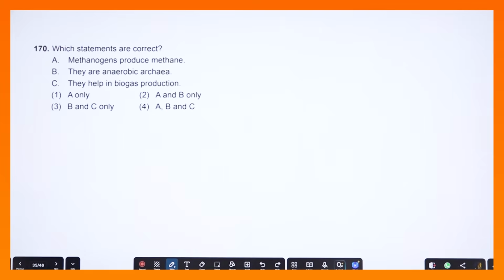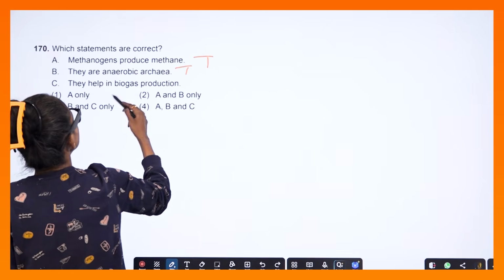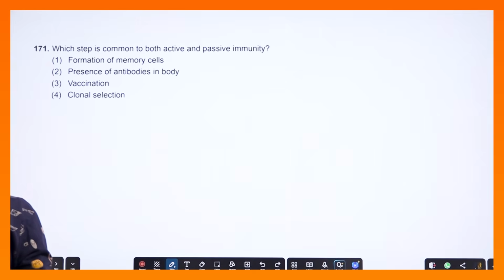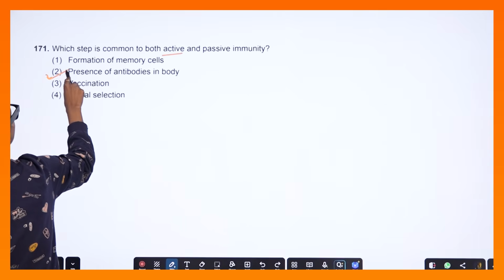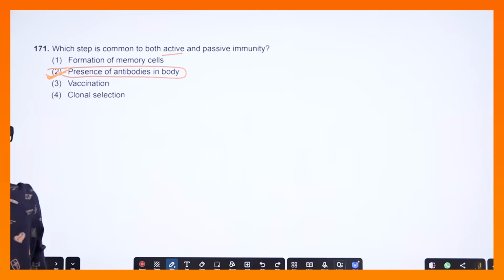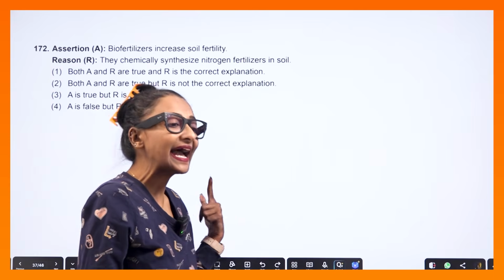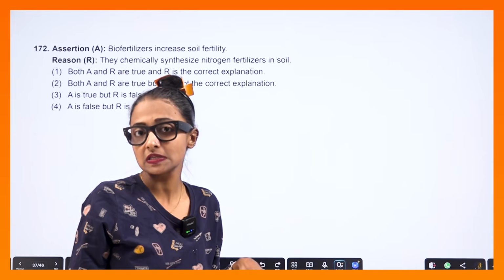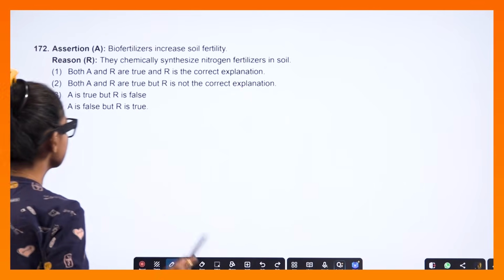Okay, with statement, this is biogas. Methanogens produce methane, true. They are anaerobic archaea, true. They help in biogas production, true. Okay, which step is common between active and passive immunity? Active and passive immunity both involve presence of antibodies in the body. In passive, it's preformed antibodies, and in active, when vaccines are used, the primary immune response remains in the body as memory cells, which act quickly during the secondary immune response, correct?